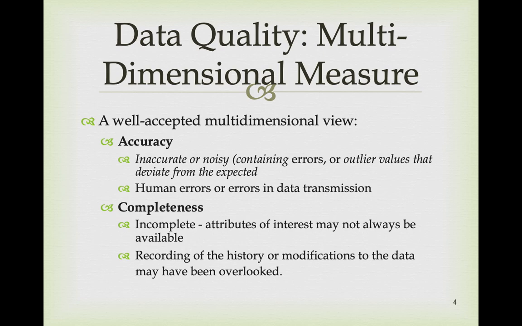Okay, in the data quality multidimensional measure, a well-accepted multidimensional view can include accuracy, whereas the data is inaccurate or noisy, containing errors or outlier values that deviate from the expected, from human errors or errors in data transmission. Okay, next is completeness. The data may be incomplete. The attributes of interest may not always be available, or the recording of the history or modifications to the data may have been overlooked.